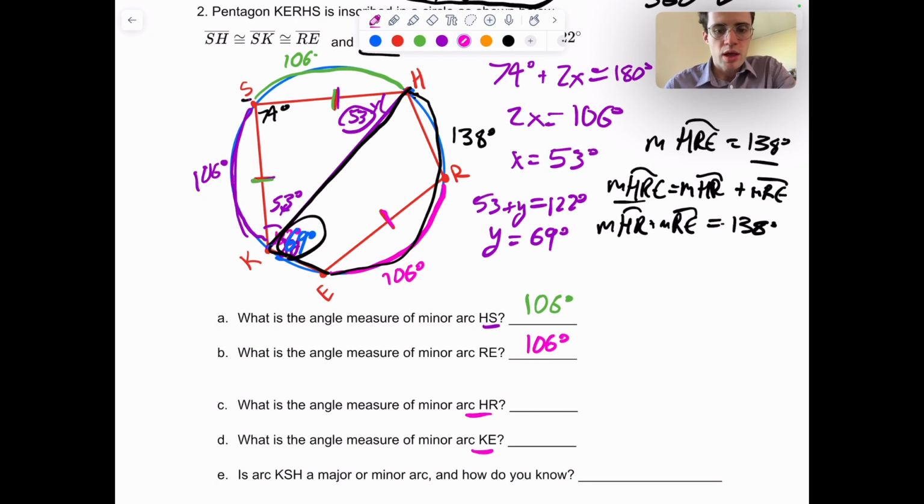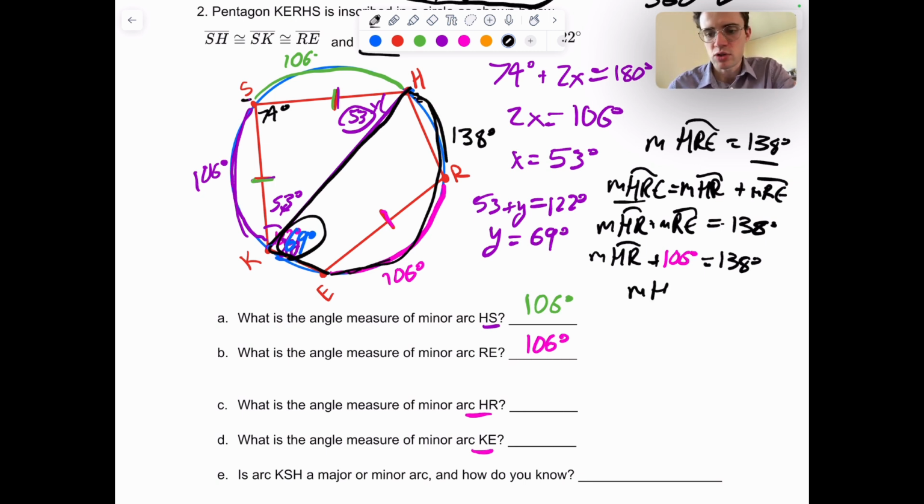Now from there, we know that the measure of arc RE is 106 degrees, so we can plug that in. And now we know that the measure of arc HR plus 106 degrees equals 138 degrees. So basically we're saying 106 plus something makes 138. You have to figure out what that something is.